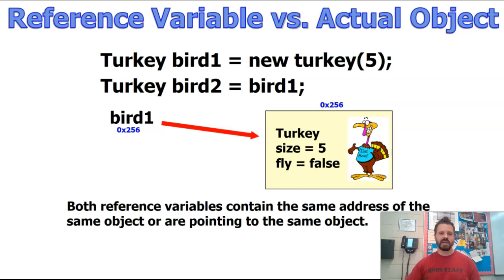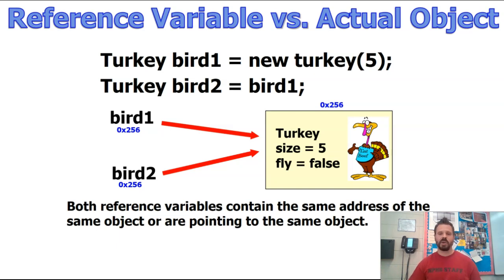When I run my second line of code, doing turkey bird2 equals or gets bird1, what that does is it doesn't copy the properties of this turkey object into bird2. Instead, what it does is it copies the address that was stored at bird1. So essentially what happens then is it just takes the reference bird2 and points it at the same bird object.